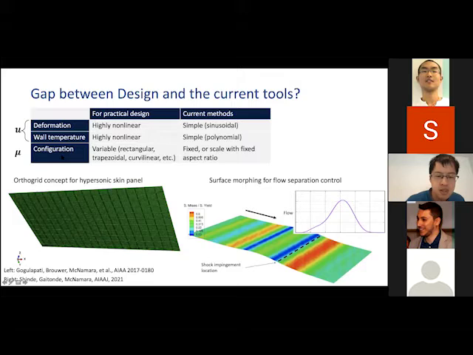And that's for practical design, but in our current methods, where we are standing at, we are dealing with simplistic things. For structures, we think about sinusoidal deformations. For temperatures, we think about maybe polynomial temperatures, which, as you can see, are totally far from the truth, and it's difficult to handle these high-dimensional inputs and parameters.